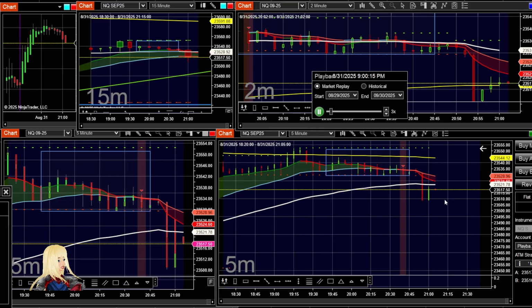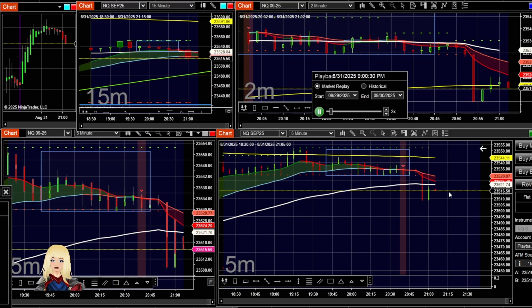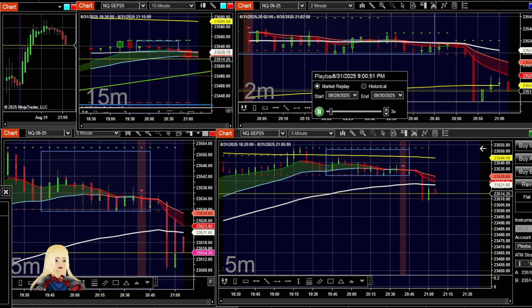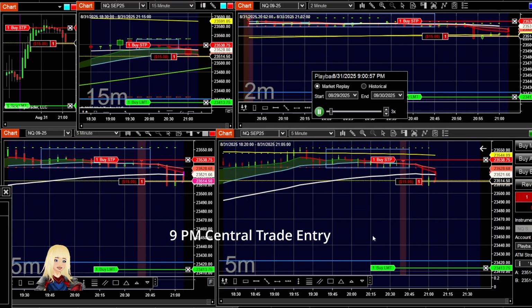It's turned red. Our next candle is turned red, but it could go back up, so we're going to give it at least half of the body of this green candle before we enter short. And we're going to press sell now.